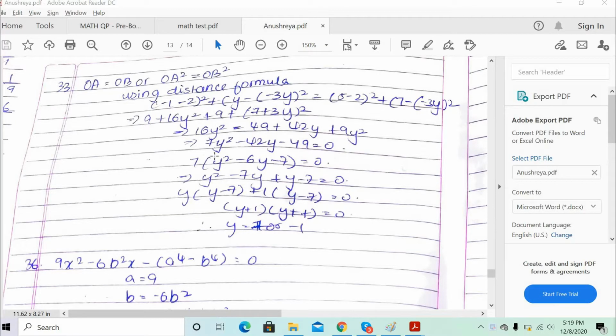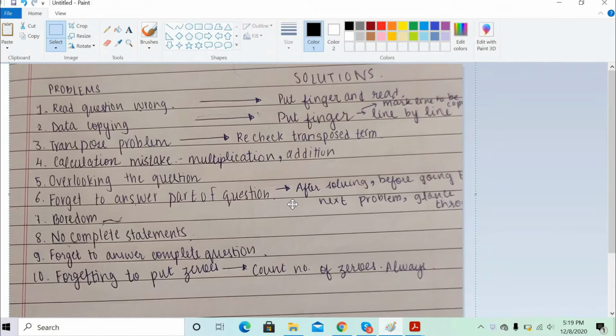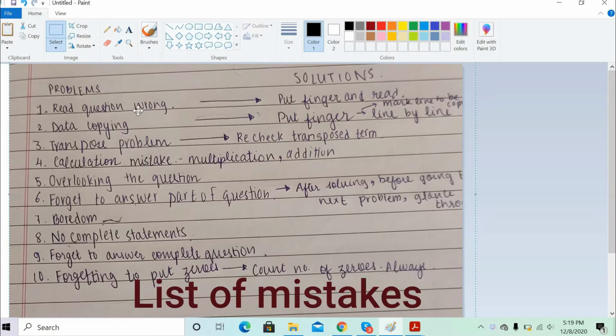Okay guys, so let's start with the silly mistakes. Not doing the silly mistakes, let's try to avoid the silly mistakes, and see how we can do that. The first mistake which generally people make is reading the question wrong. So how do you read the question wrong? Let's try to understand this case.